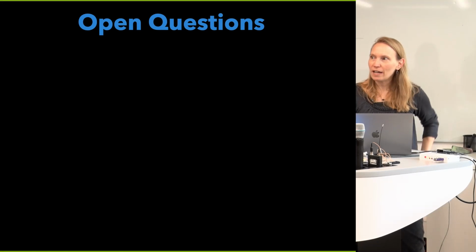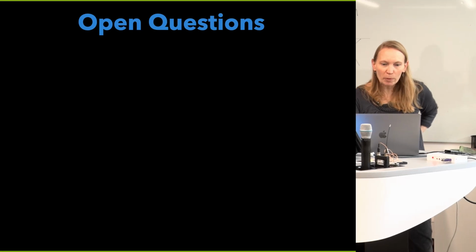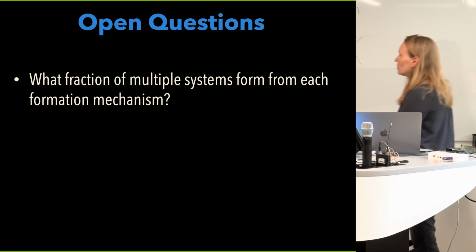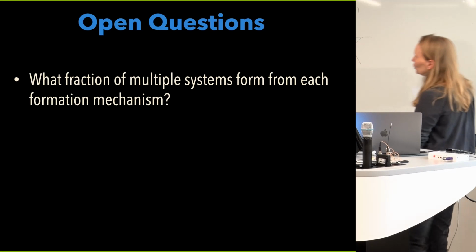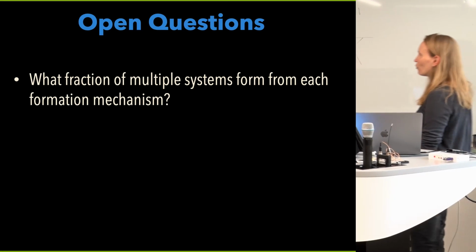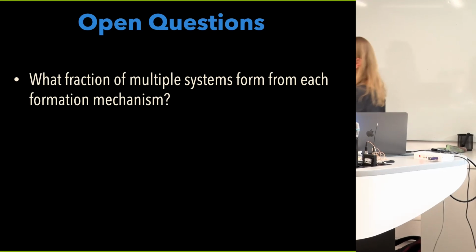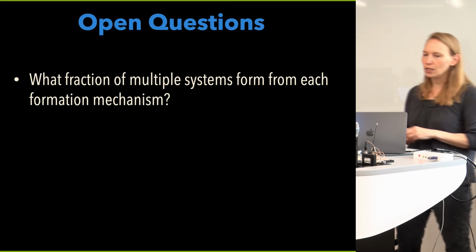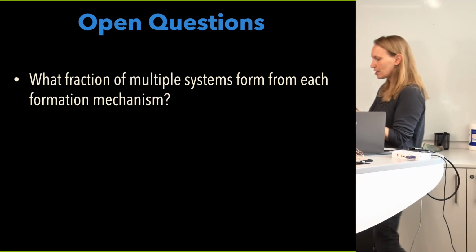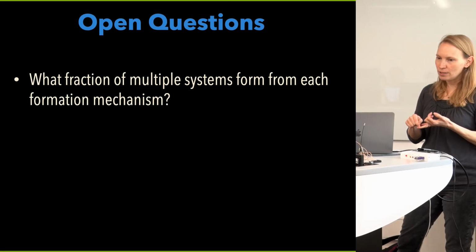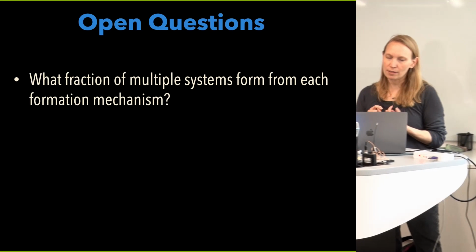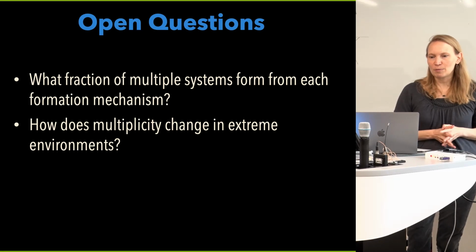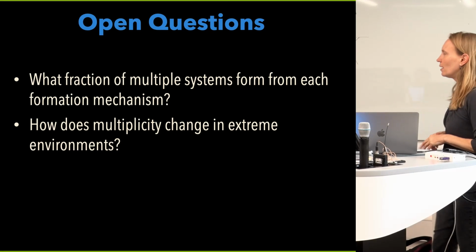Okay, so we're left with a series of open questions, which we need more simulations and observations to disentangle. What is the fraction of multiple systems from each formation mechanism? We're still working on this with simulations. StarForge is great, but it's still really hard to simultaneously get statistics and resolution to resolve disks and turbulent fragmentation at the same time. How does multiplicity change in extreme environments?